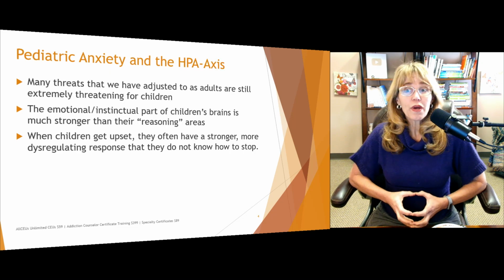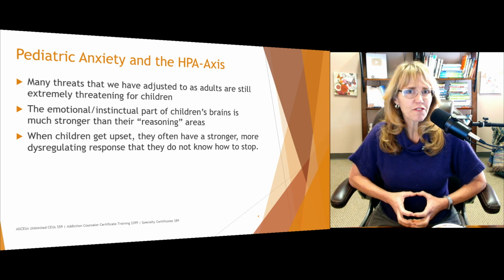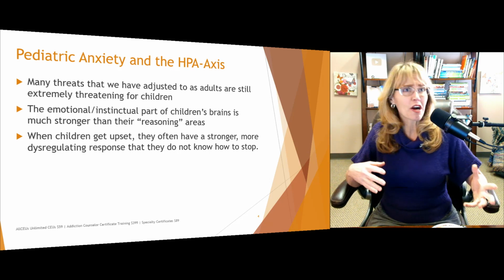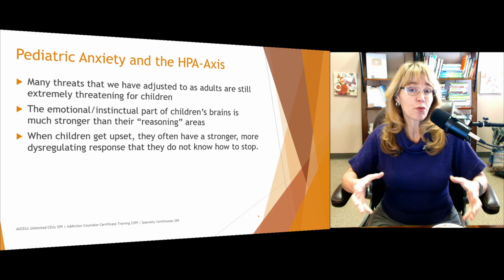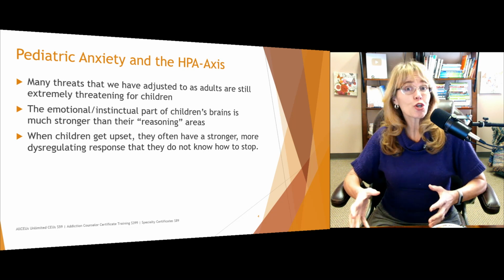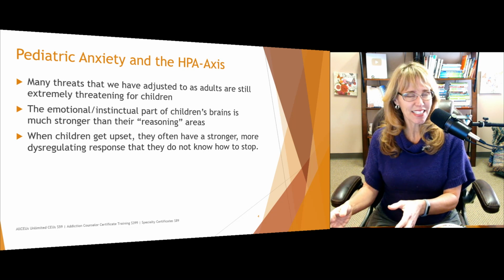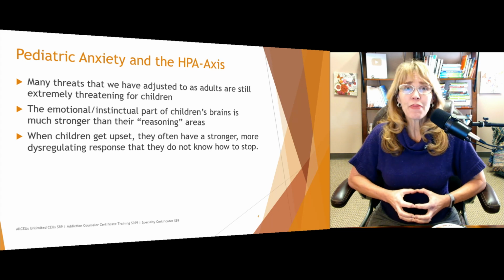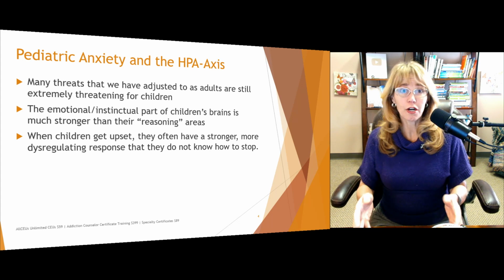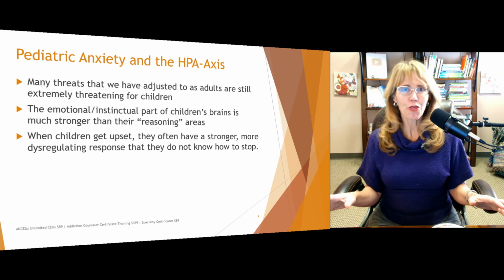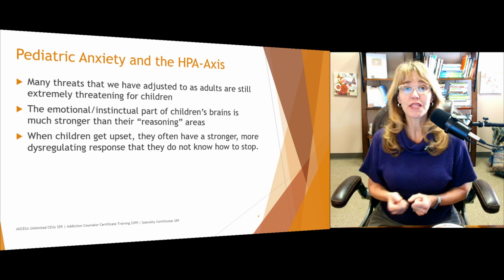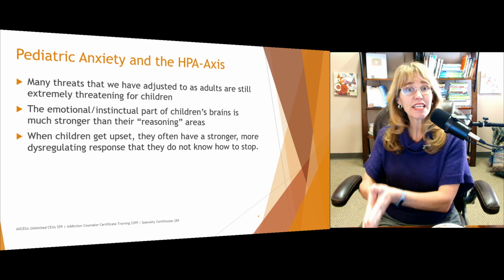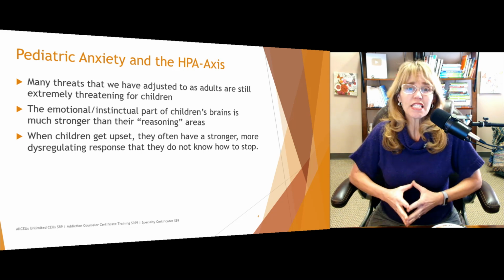Many threats that we have adjusted to as adults are still extremely threatening for children, and I gave you a few examples. There are other things like snakes and dogs and roller coasters and the dark and all kinds of things that maybe you were afraid of when you were a kid that you have learned in many contexts is not threatening, is not dangerous. And I keep saying in many contexts. I'm not going to say that the dark or snakes or anything is never, ever threatening. There are times that could be, but that's where we come back to that context, looking at the context and going, in this situation at this time, is this particular thing a threat to me?